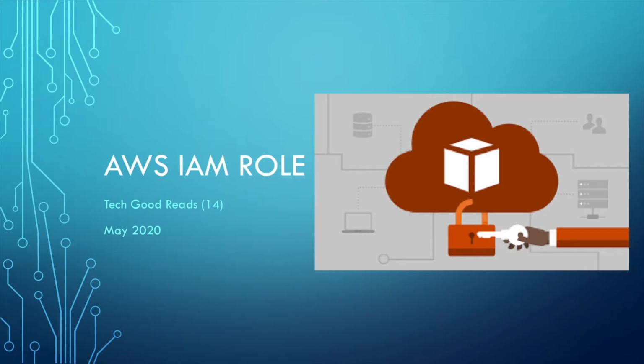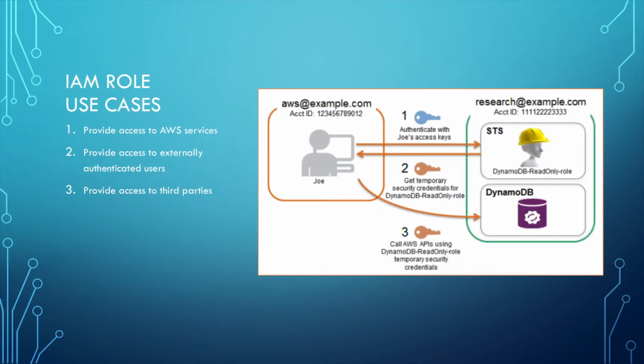Welcome to today's TechGoodReads. Today I will talk about AWS IAM Role. There are several use cases for the IAM role. The first is to provide access to AWS services. For example, look at the right side of the picture. When a user Joe wants to access the AWS service DynamoDB, he can use the IAM role. It can access STS to get temporary credentials, and then use these temporary credentials to access DynamoDB.